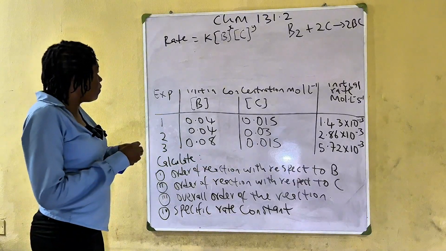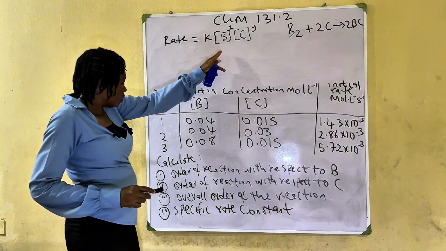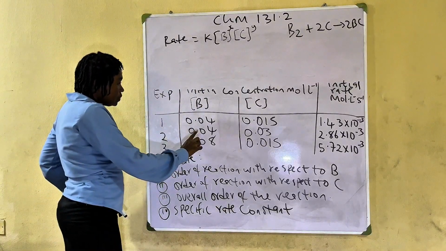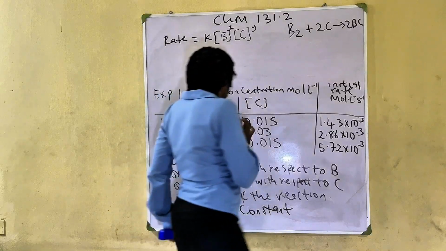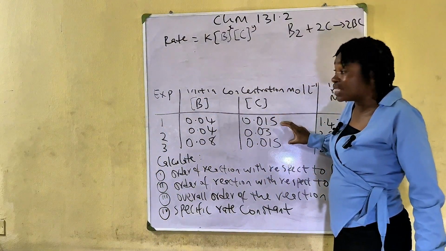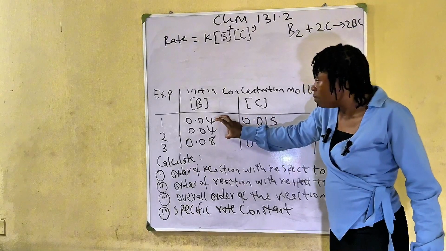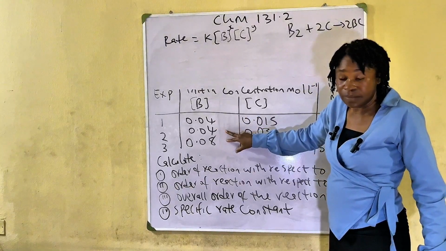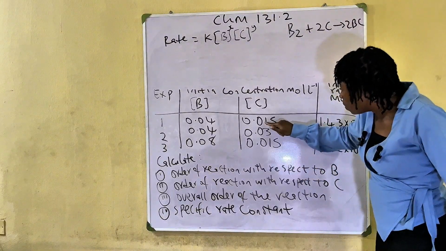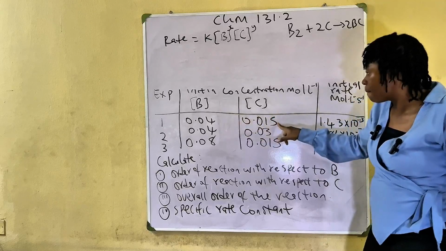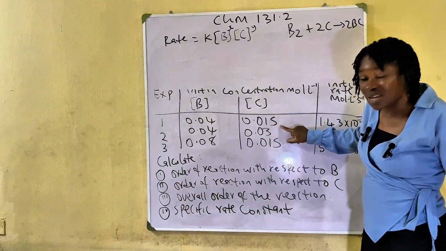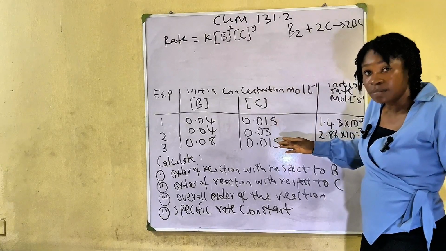So I'm looking for the order of reaction for B. So look at this B. I'm going to choose something that will eliminate C, so that I have only B to work with to find my answer. Look at this. In C, I have two numbers that are the same: 0.01 in experiment 1 and experiment 3. So I'm going to pick them, since they enable me to eliminate C.